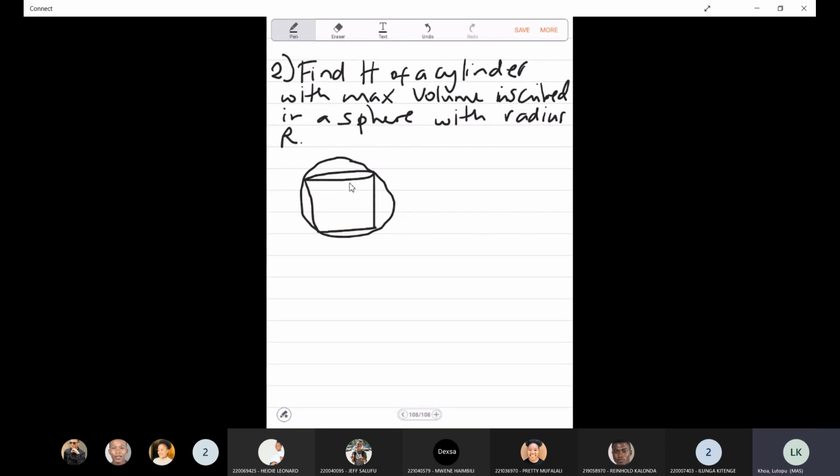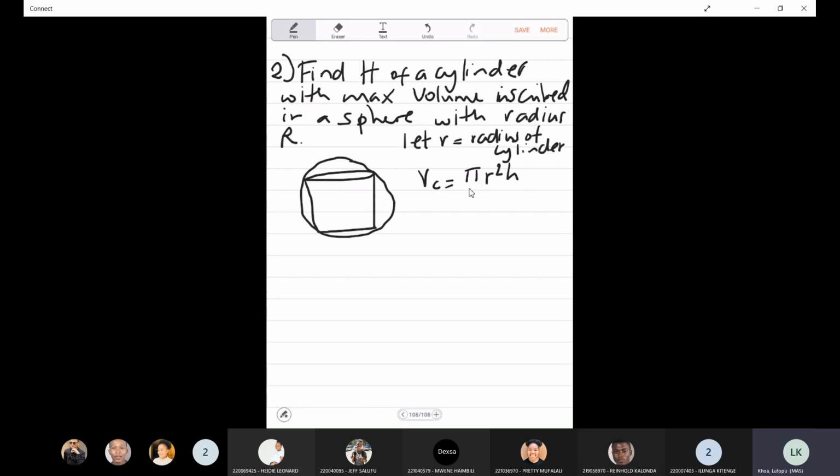So we want the volume of this cylinder to be maximum, and we know that the volume of the cylinder is given by pi r squared times the height. So you can see that this is an equation that involves two variables. There's r, which is, let me say, the radius of the cylinder, and then the volume of the cylinder is pi r squared times the height.